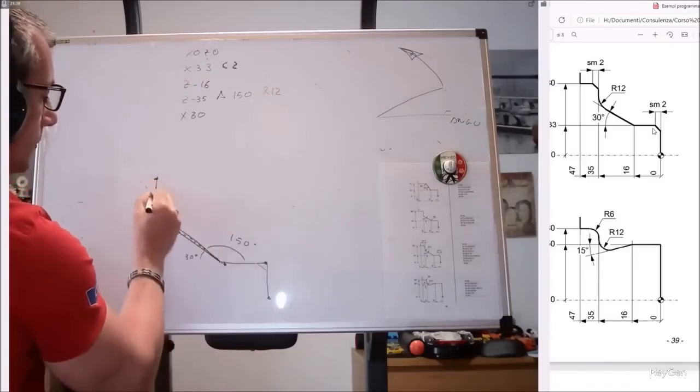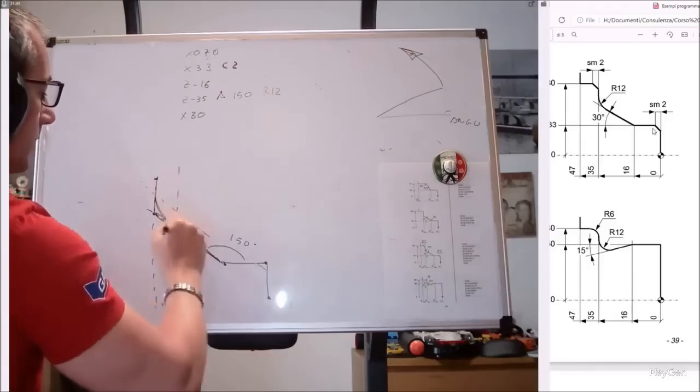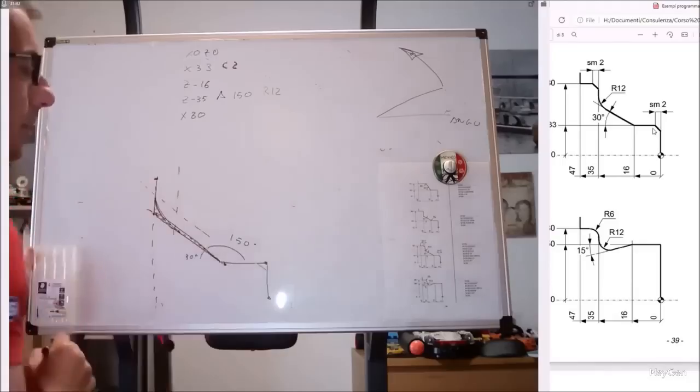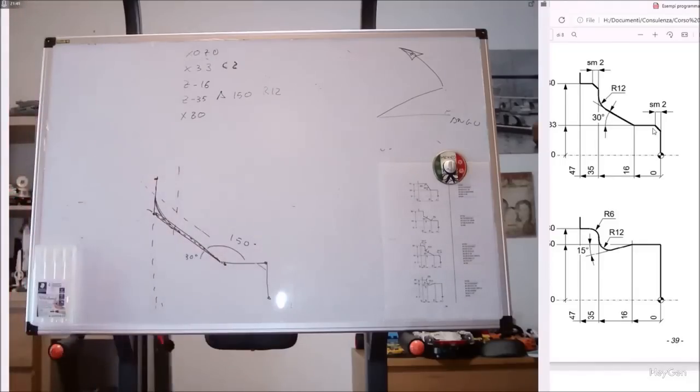What does the machine do? It builds its parallel here, its parallel there, finds the center, and makes the radius. So direct programming helps us incredibly.